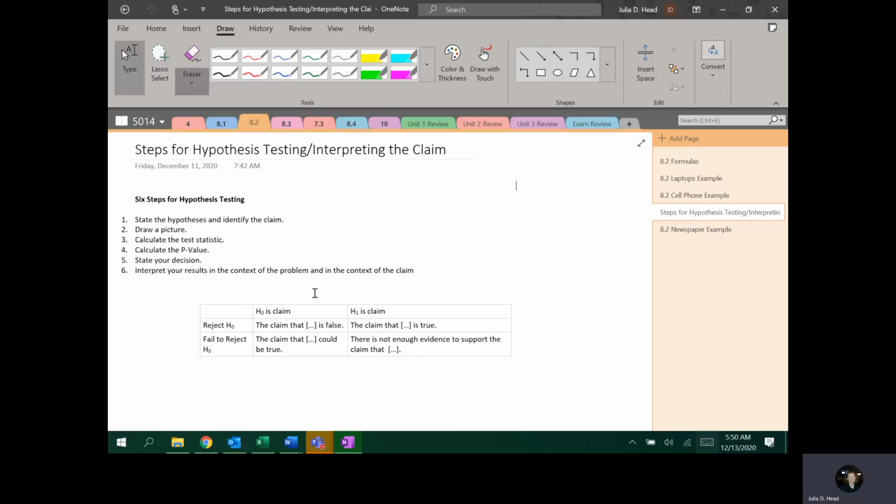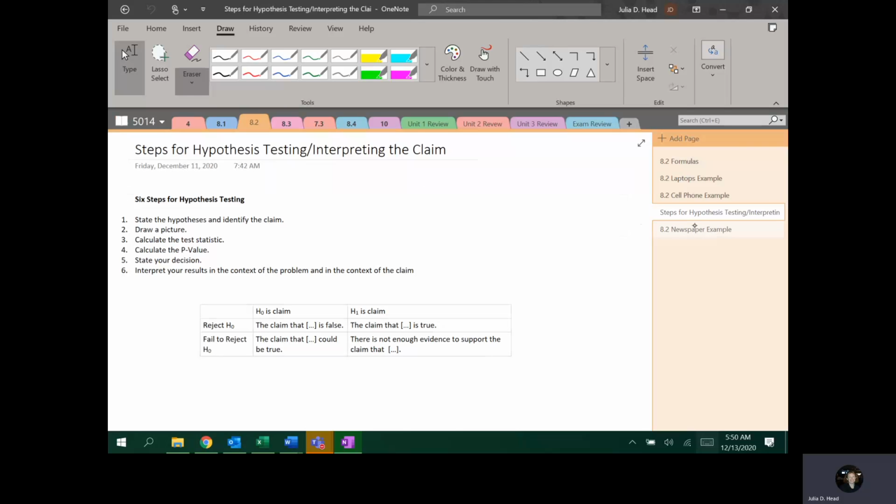If you don't already have printed out the 6 steps for hypothesis testing, I encourage you to have those printed out. You'll see the short version of those here on the screen, along with information about interpreting in the context of a claim, which we'll come back to. But again, we'll go through these 6 steps for this first example.